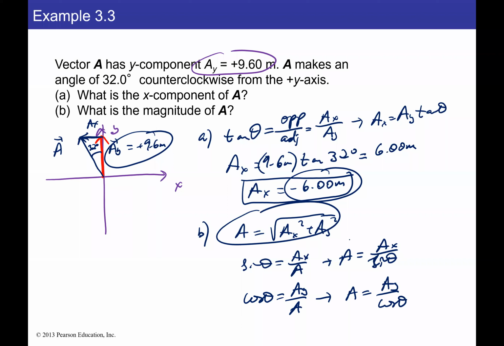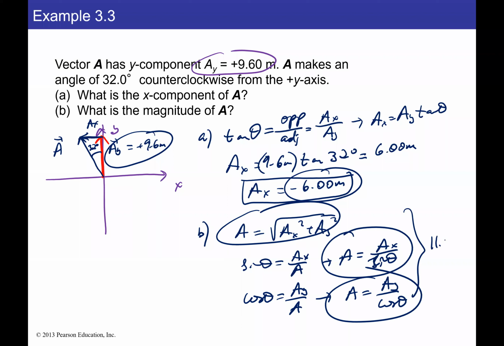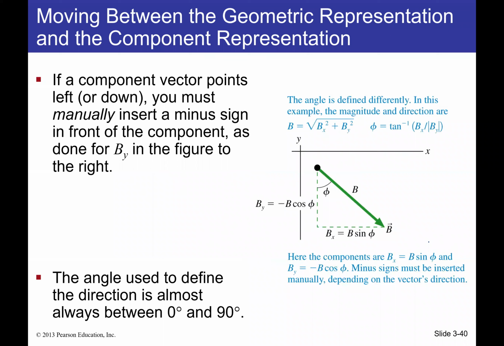That means I have 1, 2, 3 ways I can find the magnitude, and then you just choose which one you want to do. Any of them will give you 11.3 meters as an answer, whatever method you choose. All right, so let's continue.